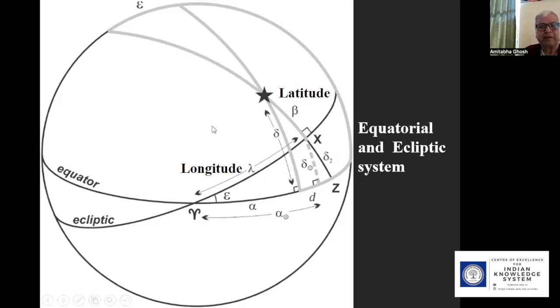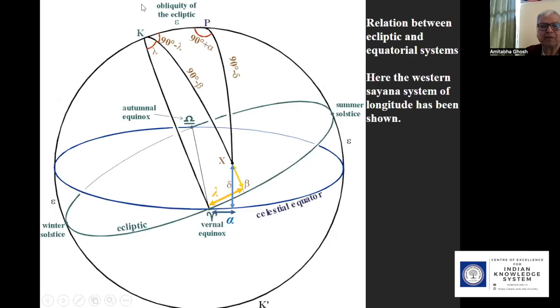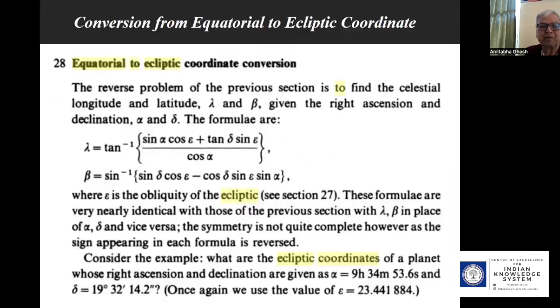Using the same kind of formula, you can convert from one system to another. So the result is this. That means the longitude lambda is given by this in the ecliptic system. These delta and alpha are the coordinates given in the equatorial system. So you can get lambda, and beta: longitude will be this, latitude will be this.